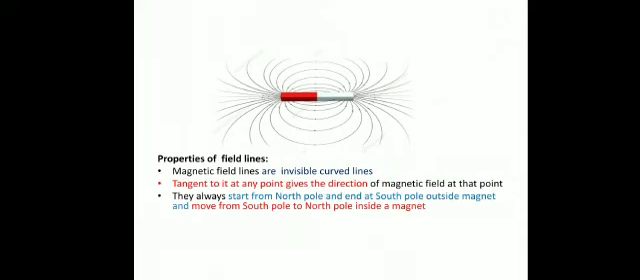Number three, like we have studied, they always start from the north pole and they end at the south pole outside the magnet, and they move from south pole to north pole, opposite, inside the magnet. So in whichever direction these magnetic fields are moving outside, inside they move in the opposite direction. And why are they moving in the opposite direction? Just to form a closed path. If we want to draw a closed circle, then what we have to do is start at one point and then come back and meet that point, so that everything is enclosed.